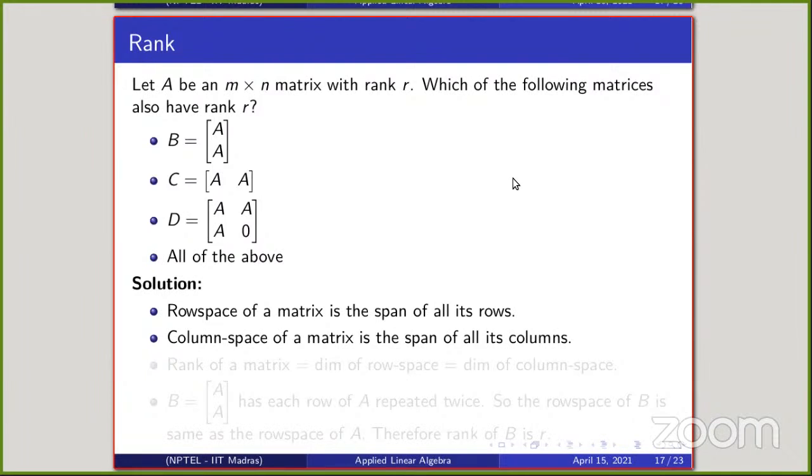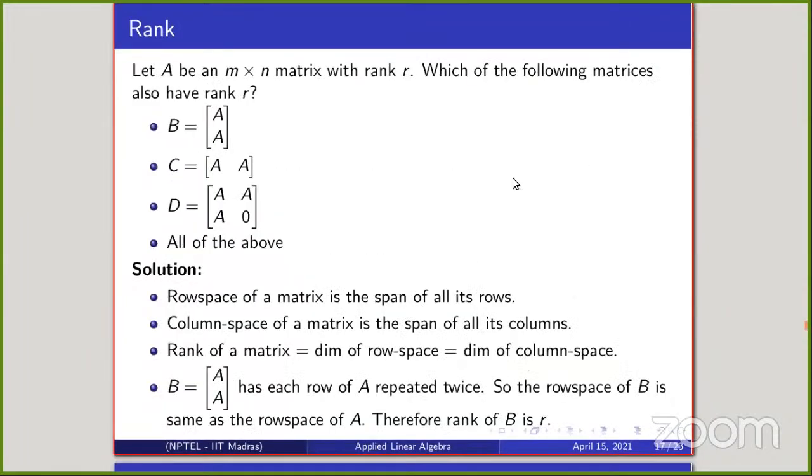So if we look at B, it has two A's, one above the other. So each row of A is repeated twice in B. So the row space of B is the same as the row space of A. So the rank of B, which is nothing but the dimension of its row space, will be equal to the dimension of the row space of A, which is R.